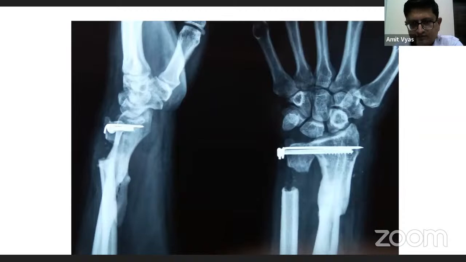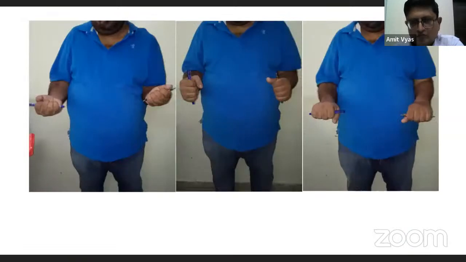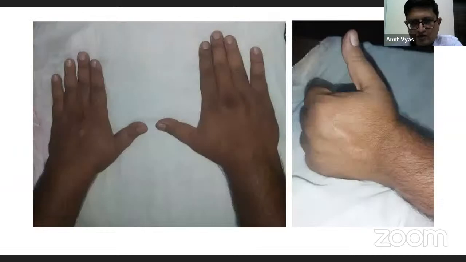And somehow he worked well up to 2 years follow-up. He regained the supination, and his EPL was also doing well.